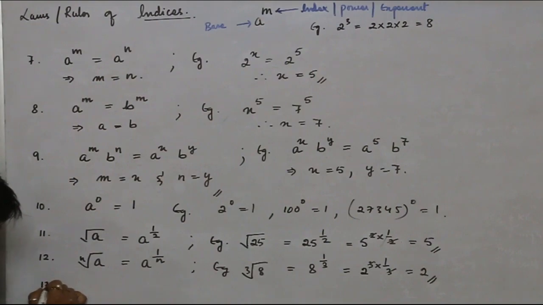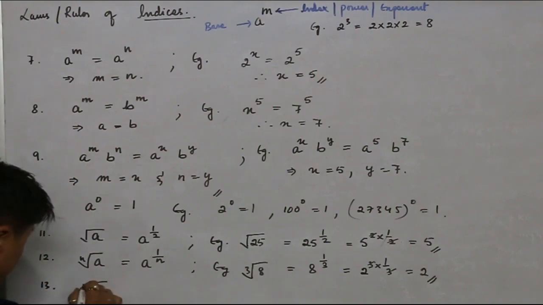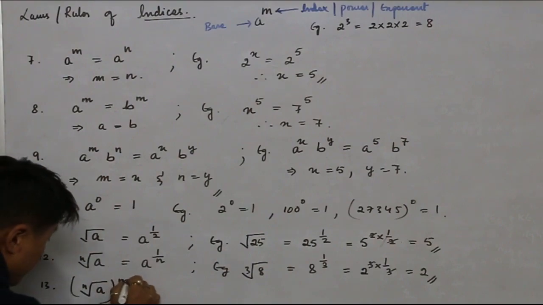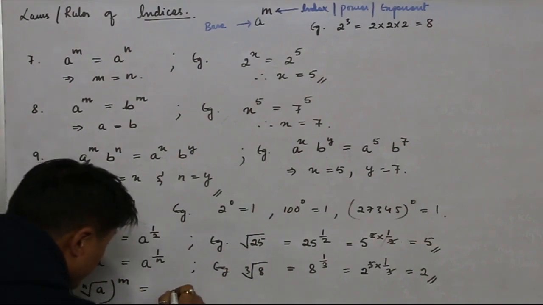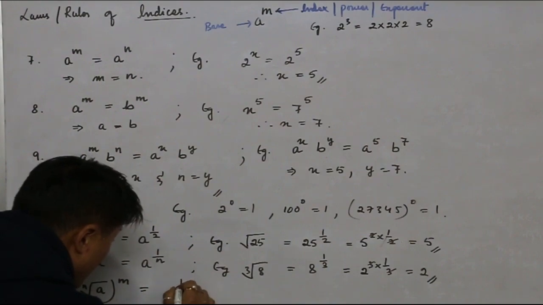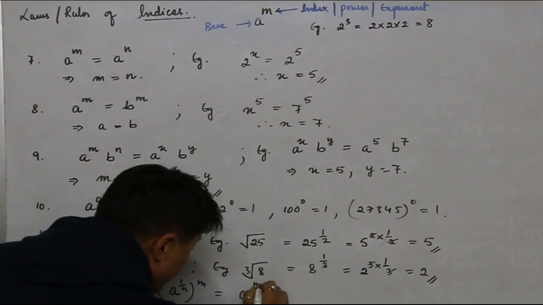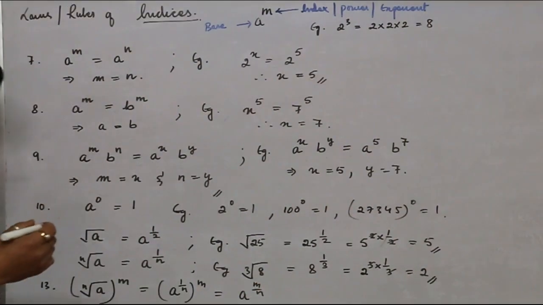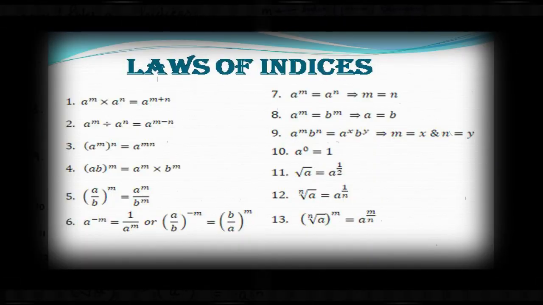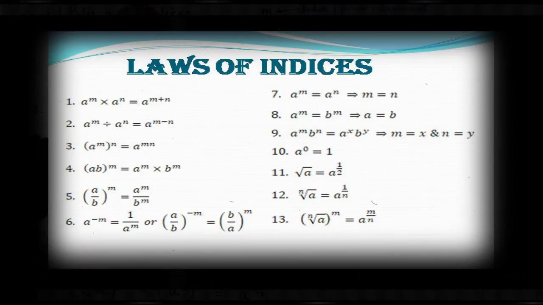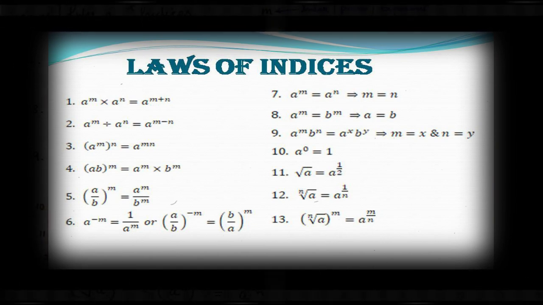And 13, last. If it is written as a whole to the power m, this can be written as a to the power 1 by n, whole to the power m, or simply this can be written as a to the power m by n. Now we have completed all the important rules of indices, and I suggest you practice these rules or laws and understand the concepts so that it will help you do your mathematics more easily and conveniently.